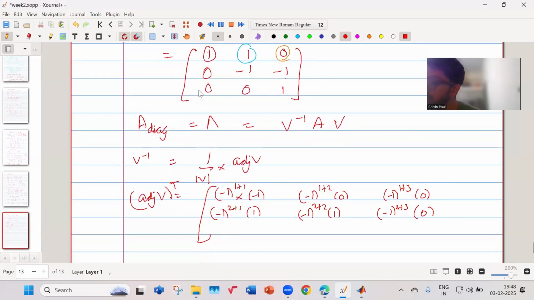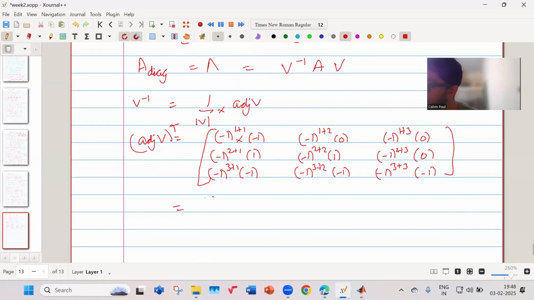Now we will come to this column. It is minus 1 to the power 3 plus 1. It is 1 into minus 1, and minus 1 into 0, so it is minus 1. When you come to this, it is this and this, so actually it is minus 1 to the power 3 plus 2. 1 into minus 1, 0 into 0, so it is again minus 1. And when you come over here, it is minus 1 to the power 3 plus 3. So it is 1 into minus 1, 0 into 1, so it is again minus 1.